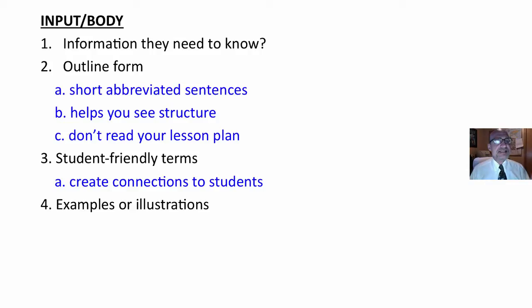The next part is the input or the body. This is the information they need to know. I recommend outline form using short abbreviated sentences. This helps you see the structure of what you are teaching. It's organized, and if it's organized up here, it will be organized on your lesson plan, and students will see the structure, better able to encode that new information.